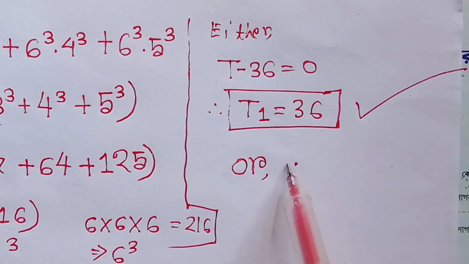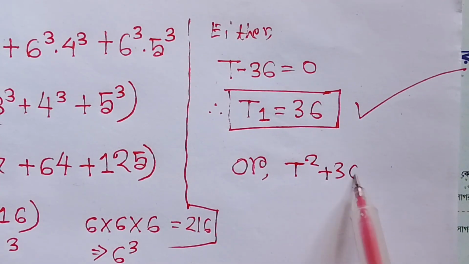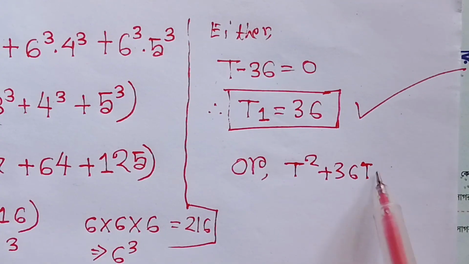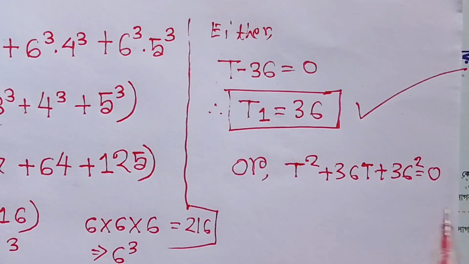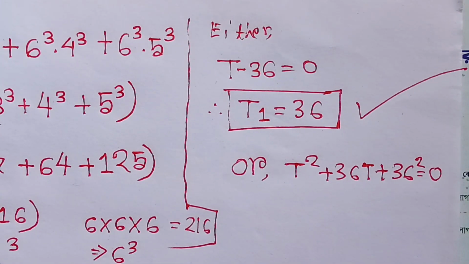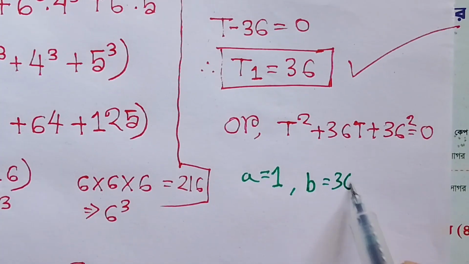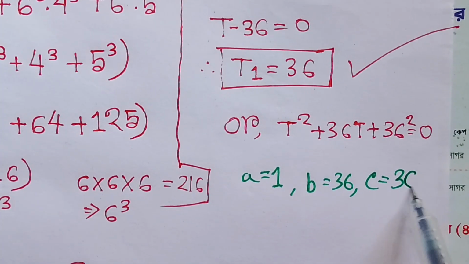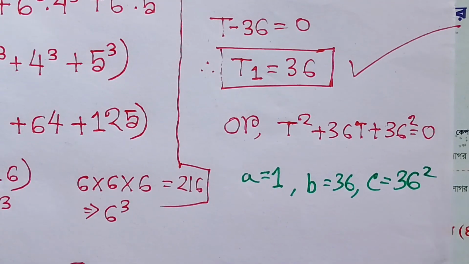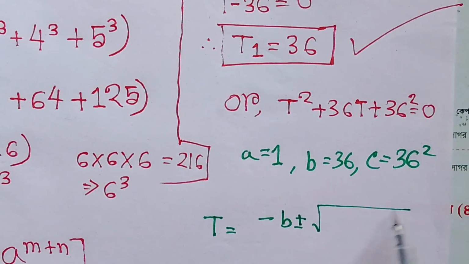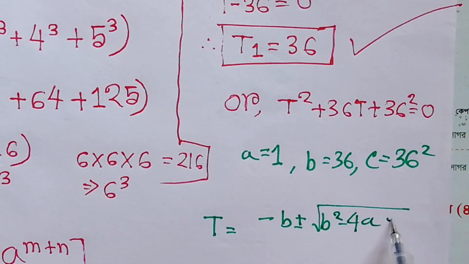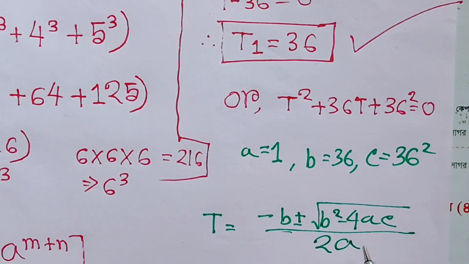Now we have to get 2 more answers. Now we write our equation t square plus 36t plus 36 whole square equals 0. So this is a quadratic equation, and b is equal to 36 and c is equal to 36 square. Now we have to write the formula of the quadratic equation: t equals minus b plus minus root over b square minus 4ac divided by 2a.